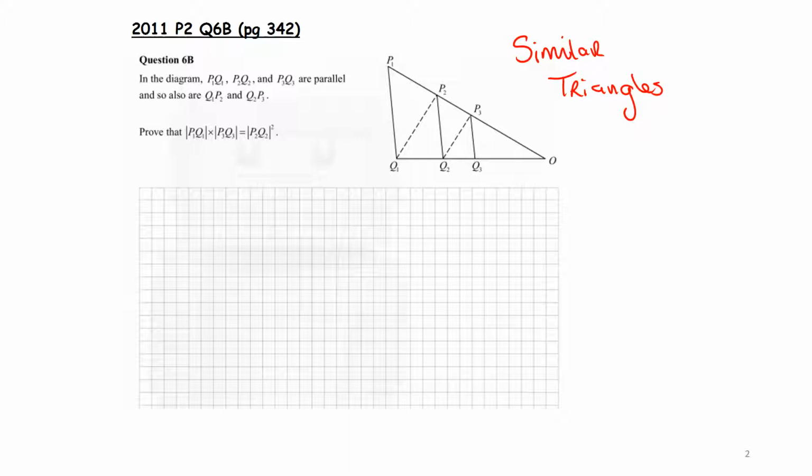So let's take a look at the first triangle. I'm going to try go along the outsides of these. So if I go for the small triangle here.